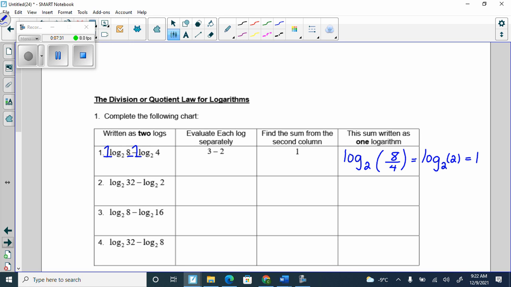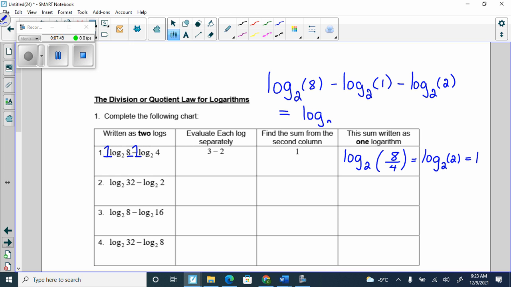So if I went like this, log base 2 of 8 minus log base 2 of 1 minus log base 2 of 2, I could actually go log base 2. They're all base 2, so they scream, put me together. And then this one has a plus 1, this one has a minus 1, this one has a minus 1, so then I say, I can put them together. So I have to go through 2 rules. They have to have the same base, and they have to have 1s in front. Could be minus, could be plus, but they have to be 1s.